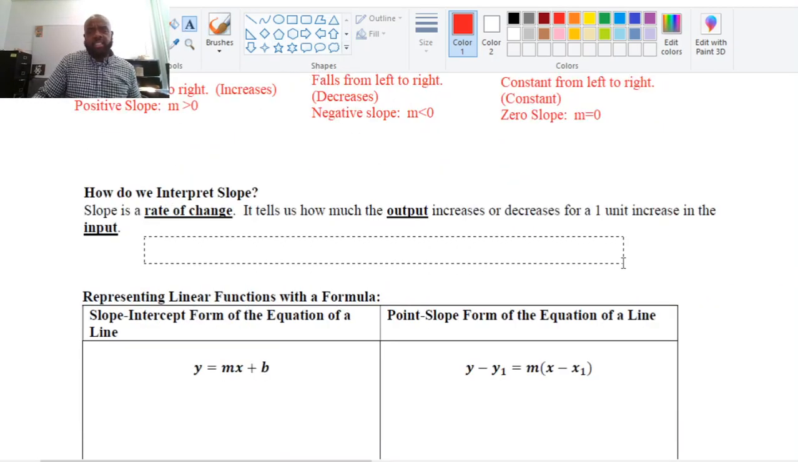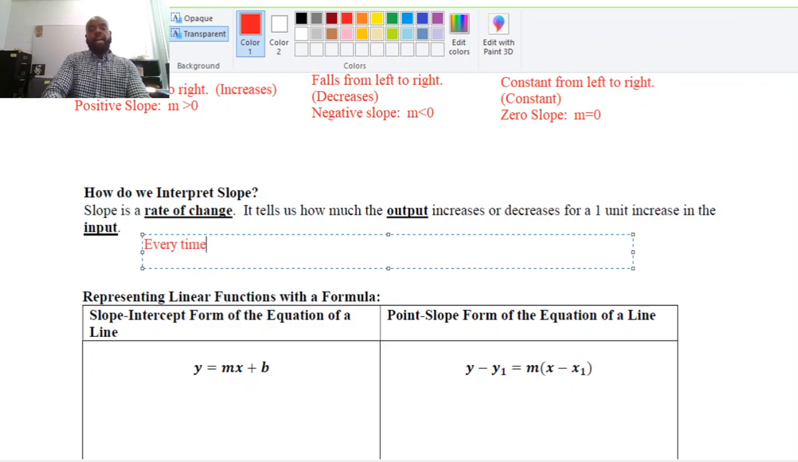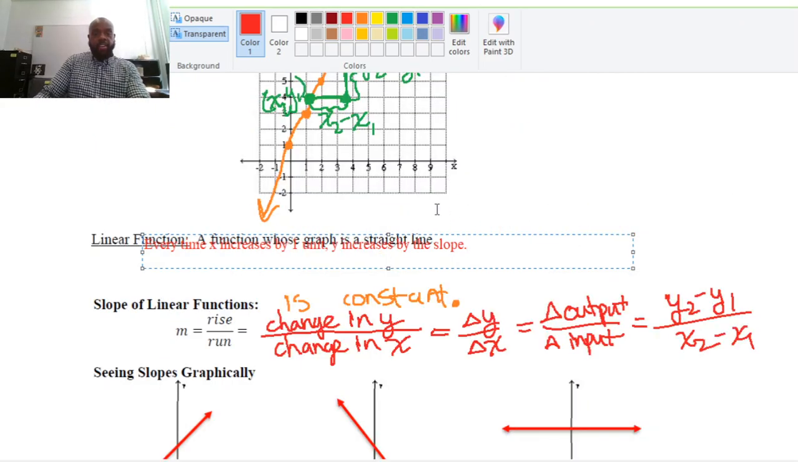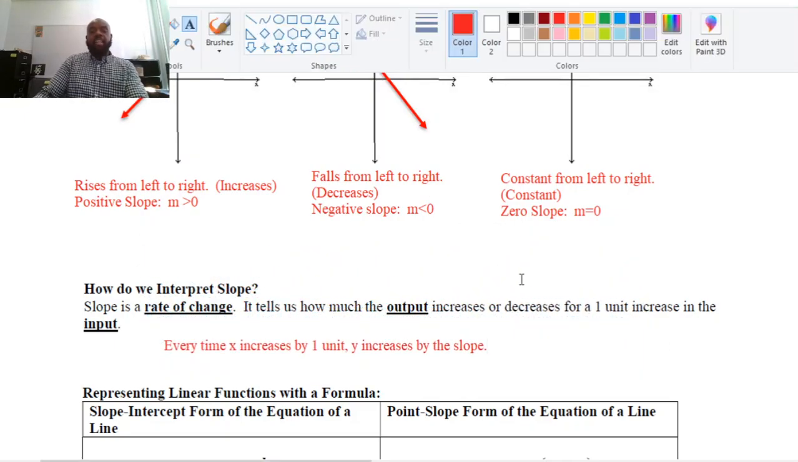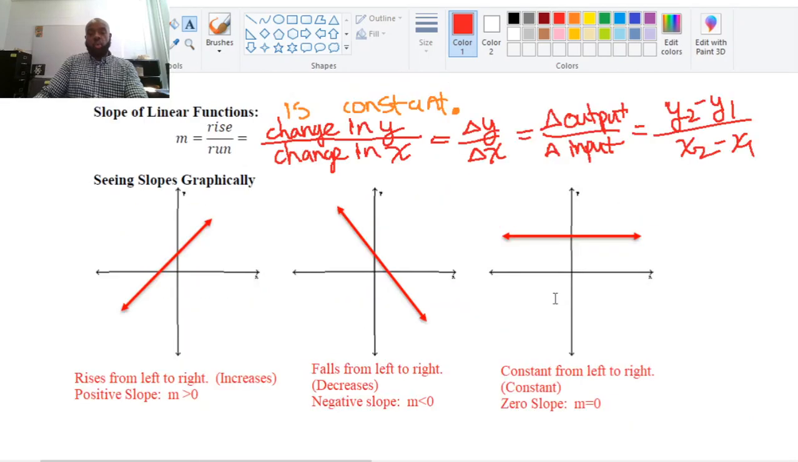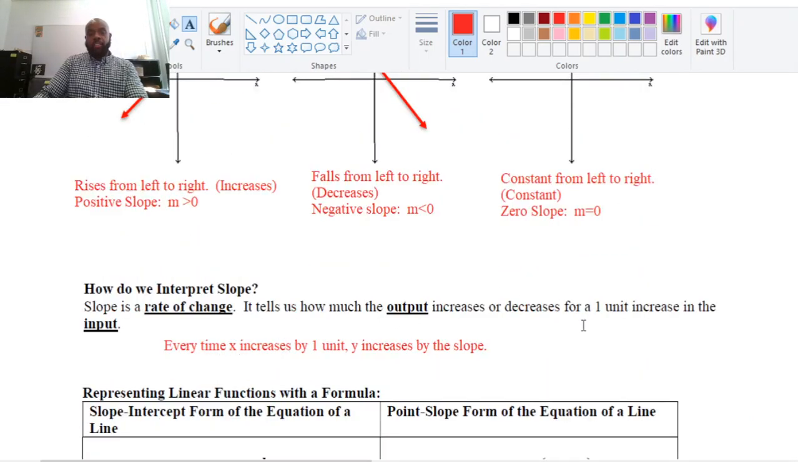Another way that we can say this is that every time x increases by 1 unit, y increases by the slope, okay? And so in that graph we have here, let's undo that. Let's redo that and put it here. So every time we give a slope, we're giving the number of the slope.